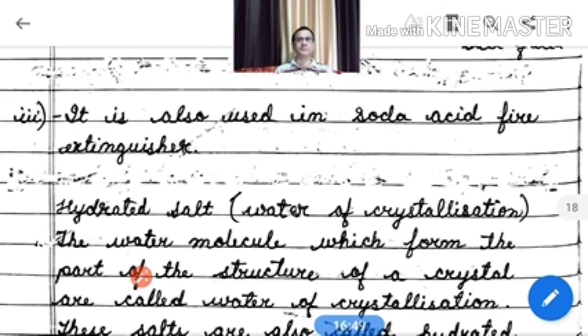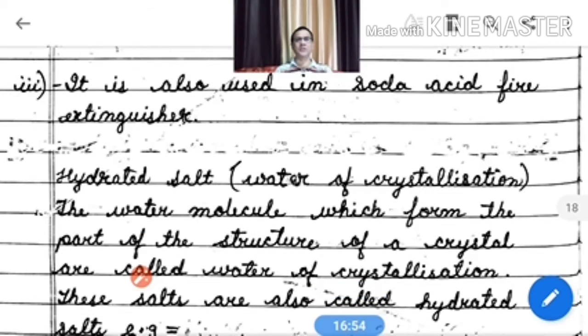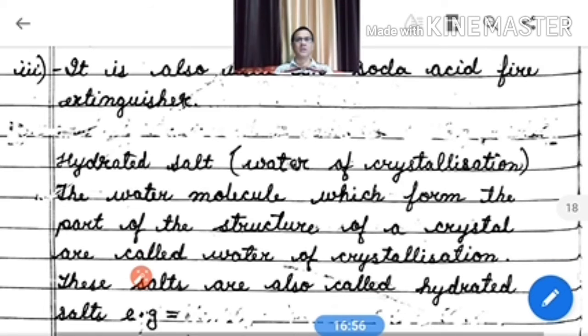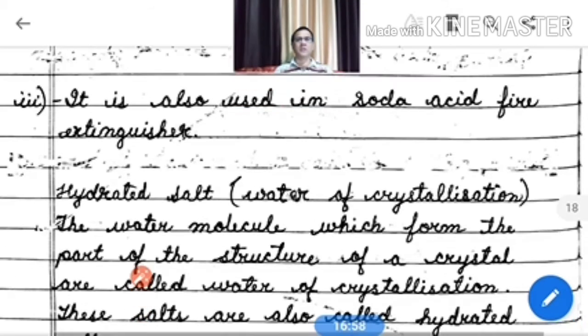Next property, it is also used in the soda acid fire extinguisher. Actually this sodium hydrogen carbonate can be used in the soda fire extinguisher also, जो आग बुझाने वाले apparatus होते हैं, in that also it is used. In these cylinders, sodium hydrogen carbonate and an acid, both are there. Whenever it is needed, we take the cylinder and open it from the top.